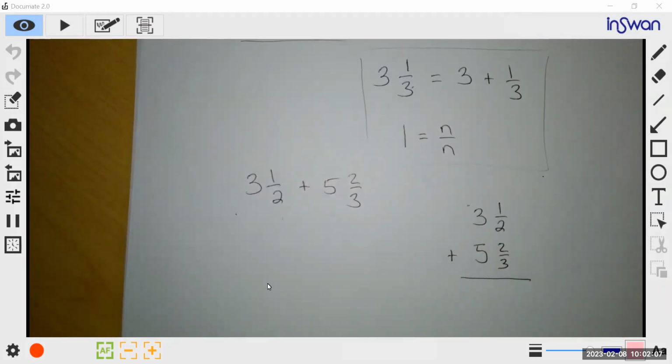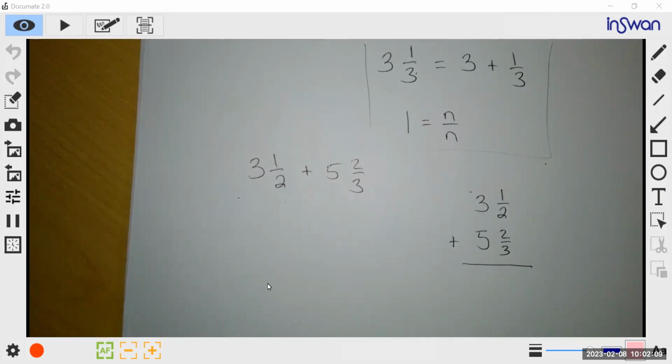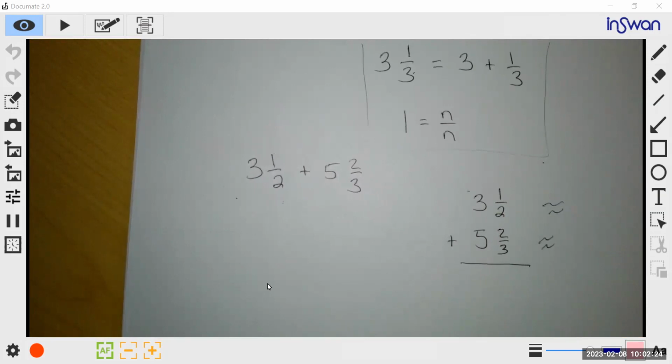In your homework, you're going to be asked to do two numbers here, two solutions. One's going to be an estimate and one's going to be a solution. So with an estimate, 3 1/2. Let's round it as either up or down. Do we go up or down at 3 1/2?